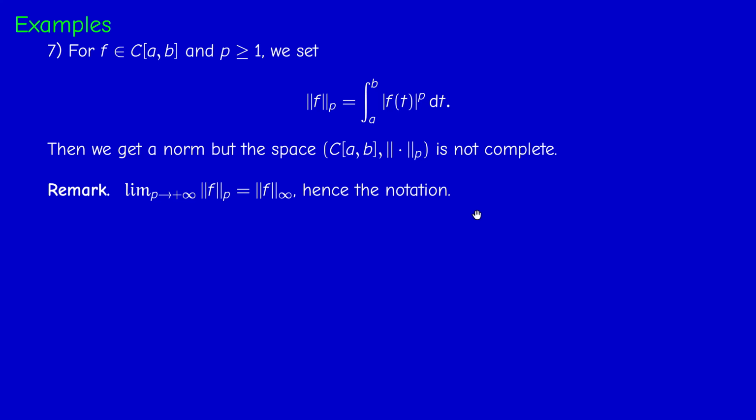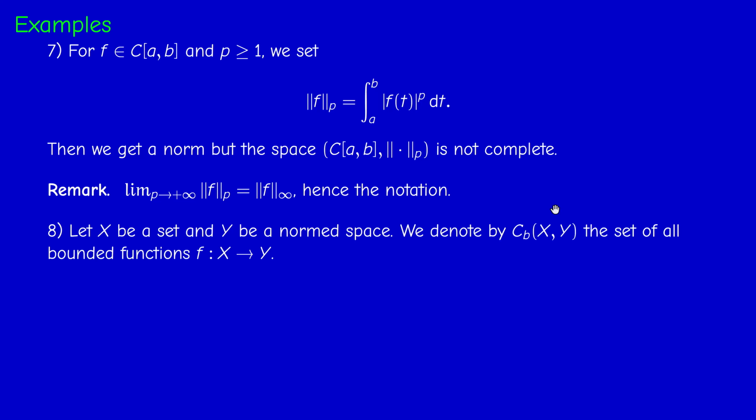And once again, you can prove that as p tends to infinity, the norm p of f converges to the maximum norm, or infinity norm, or norm of uniform convergence. Now, why do we call it the norm of uniform convergence? Because convergence in this norm is equivalent to the uniform convergence of the sequence.